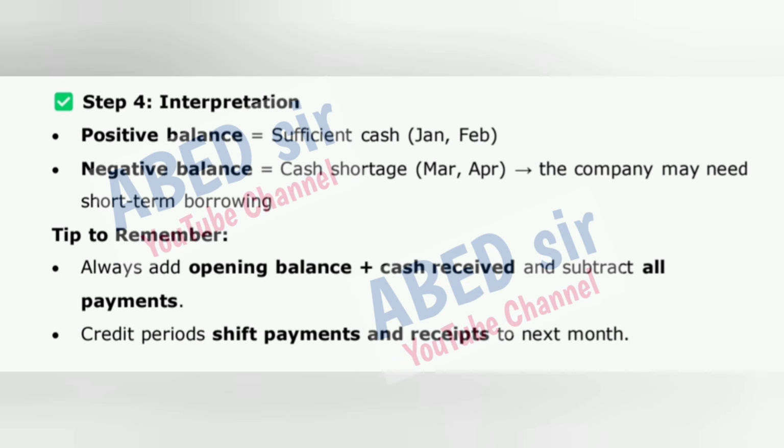Step 4. Interpretation. Positive balance is equal to sufficient cash, Jan, Feb. Negative balance is equal to cash shortage, Mar, April. The company may need short-term borrowing. Tip to remember: always add opening balance plus cash received and subtract all payments. Credit periods shift payments and receipts to the next month.